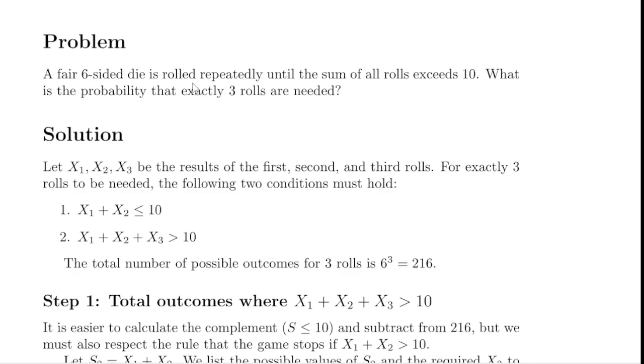A fair six-sided die is rolled repeatedly until the sum of all rolls exceeds 10. What is the probability that exactly 3 rolls are needed?